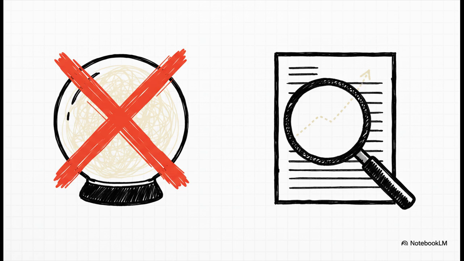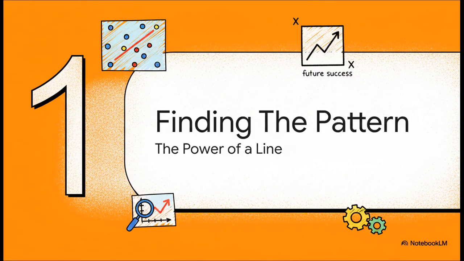We're going to go digging for the hidden pattern in your past performance to help shine a light on the future. So how do we find it? Well, we're going to start by just looking at the relationship between what we put in, our advertising, and what we get out, our sales. And believe it or not, it all starts with the simple power of a straight line.